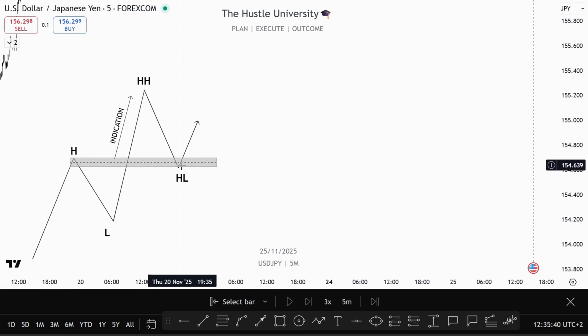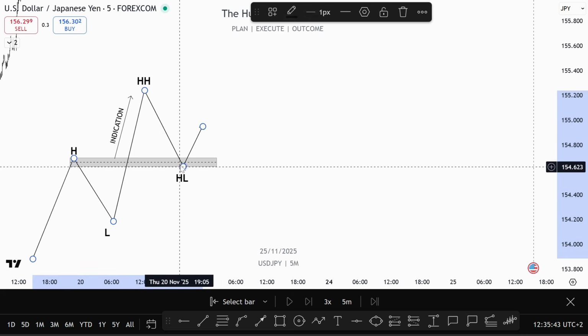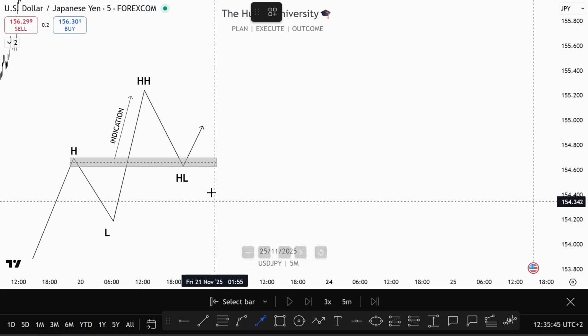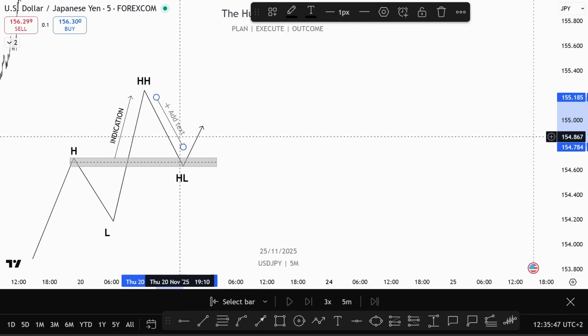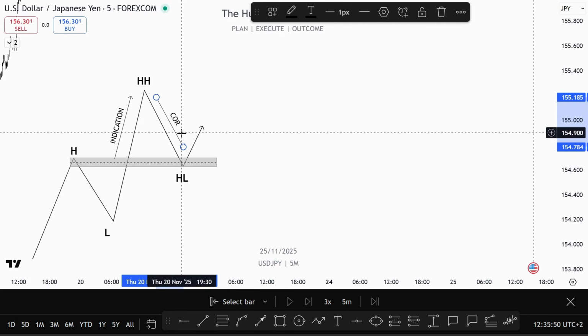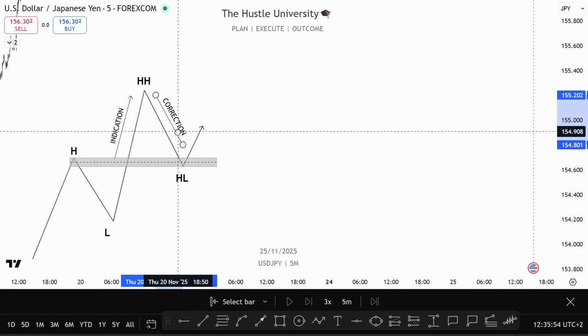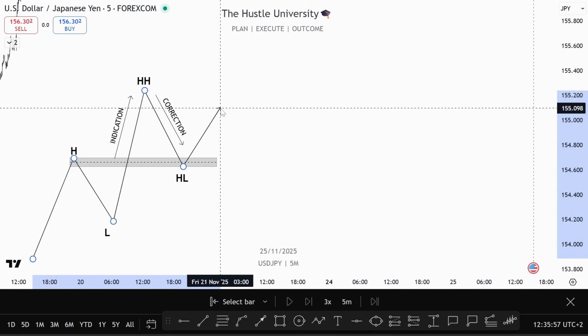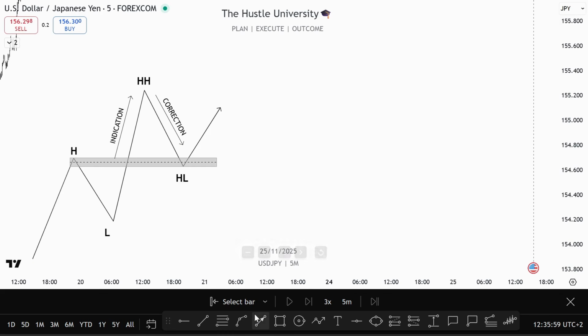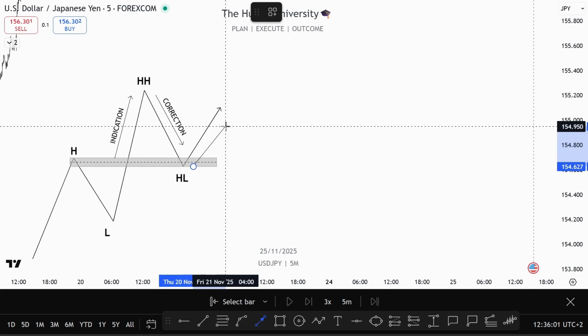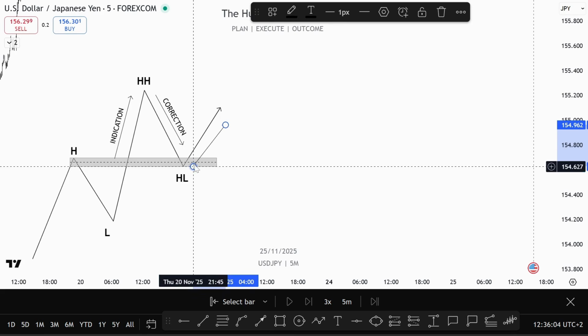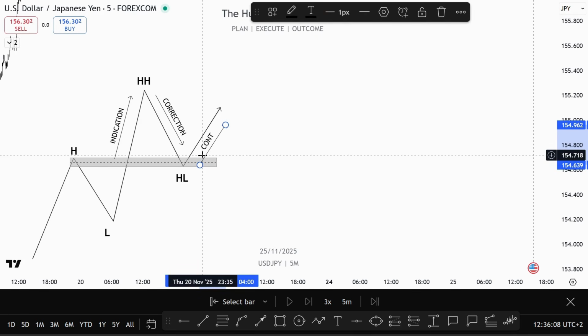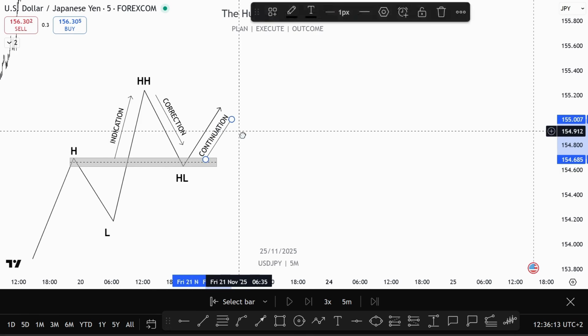So we can expect price to probably come back to retest this level, and in ICC we call this the correction. Price will come and correct, and from the correction emerges the continuation. You expect price to give that continuation to the upside. Price can be going up to make that continuation.